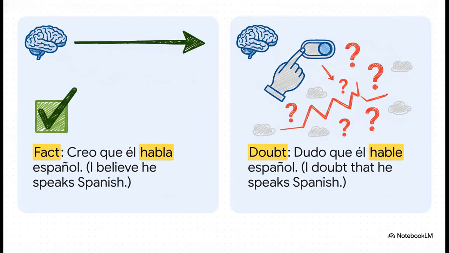Just look at this. On the one hand, you have creo que él habla español. I believe he speaks Spanish. You're stating this as if it's a fact, right? So use the normal verb habla. Simple. But now, look at the other side. Dudo que él hable español. I doubt that he speaks Spanish. See what happened? The second we introduce that little word for doubt, dudo, the verb had to change. It flips from habla to hable. That's the subjunctive in action. The doubt is the trigger.